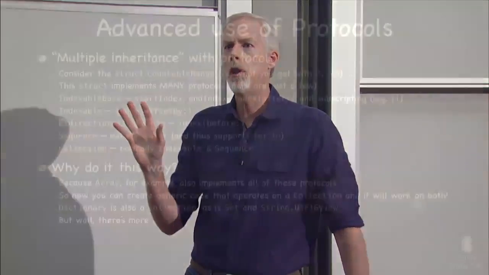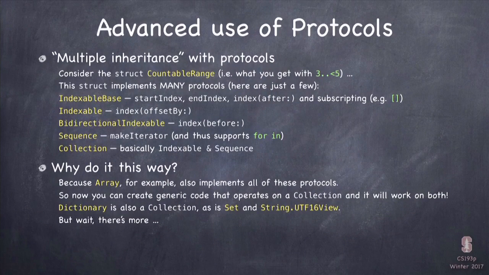So why does Apple go to all the trouble to take something simple like a countable range and make it implement all these ridiculous protocols? Well, here's why. Because array also implements all those protocols. And so does dictionary and set and string.utf16view, the thing that lets you look at the Unicode characters in a string. All of these things do.